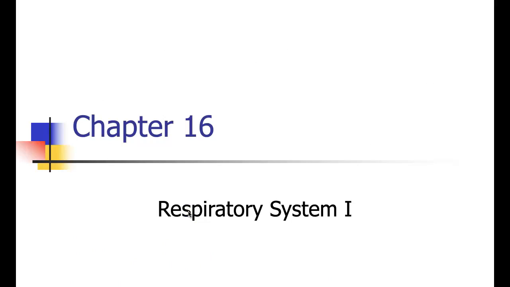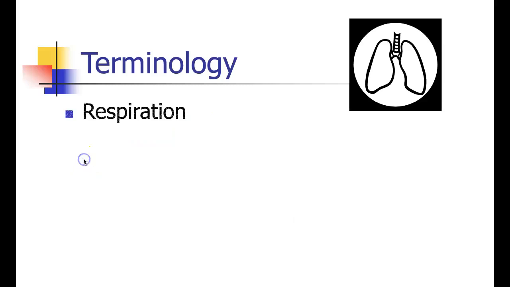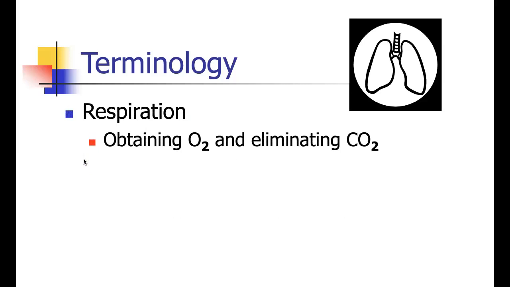Now we're into chapter 16, the respiratory system. This is the first of 2 videos on the respiratory system. And as always, we start with terminology. So respiration is the process of obtaining oxygen and eliminating carbon dioxide.